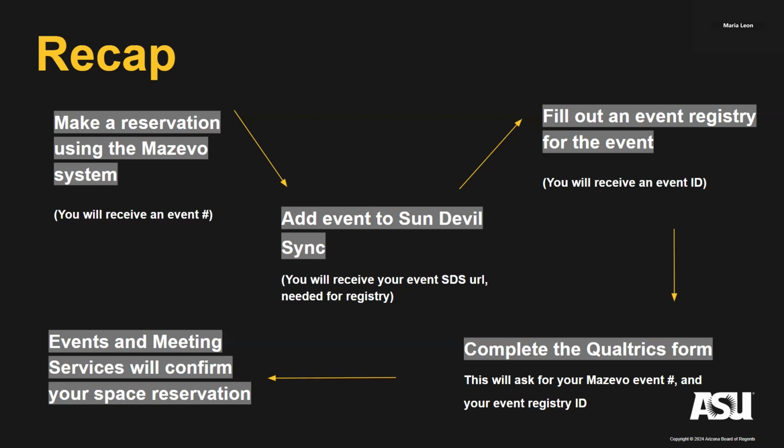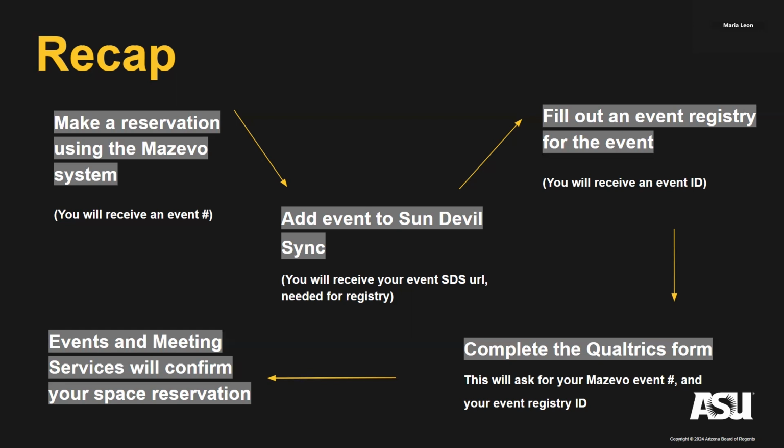You will complete the Qualtrics form. And again, this will ask for your Mazevo event number and your event registry ID. Once you complete the Qualtrics form, you will get a confirmation from Events and Meeting Services letting you know that your space is good and ready to go and your reservation is set for your date and time.